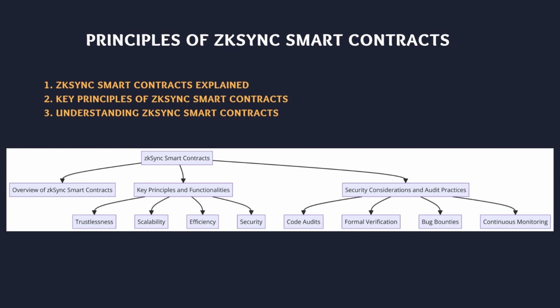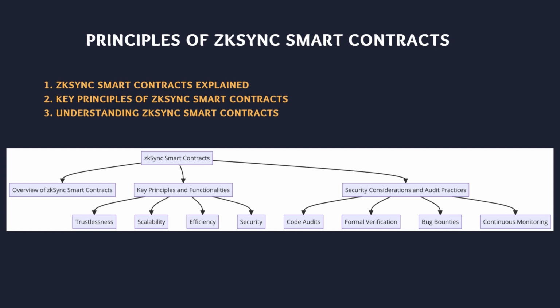Here are some key security considerations. 1. Regular audits of the smart contract code are performed by independent security firms. These audits aim to identify and mitigate potential vulnerabilities in the codebase. 2. zkSync employs formal verification methods to mathematically prove the correctness of the smart contract logic.